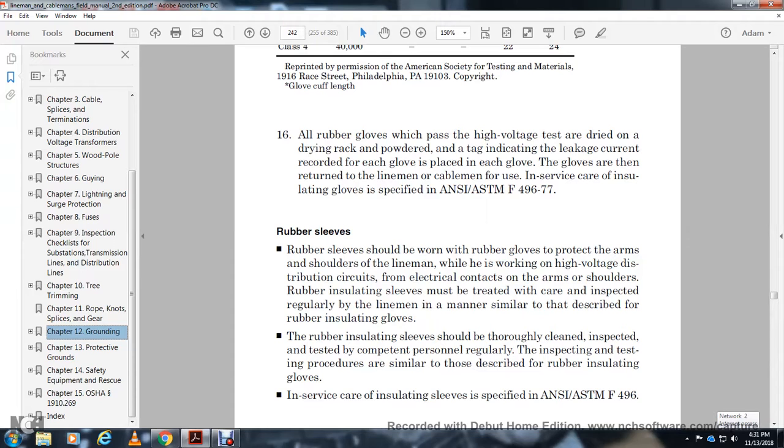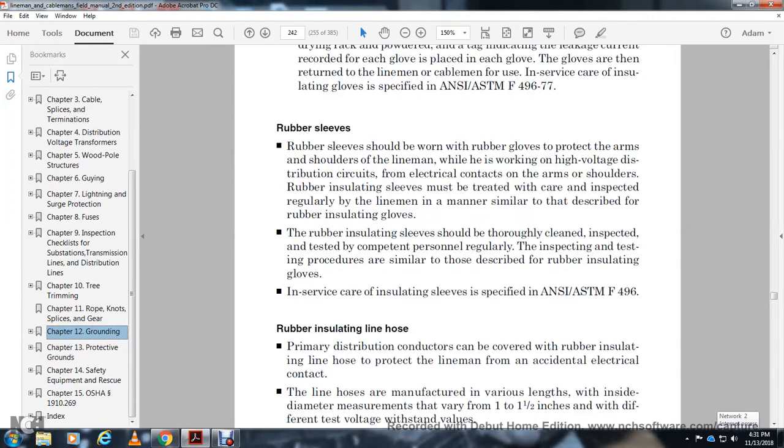The rubber insulation sleeve should be thoroughly cleaned and inspected, with testing and procedures similar to those described for the rubber insulating glove. For the inspection and care of the insulating glove sleeve, see ANSI ASTM F496. The rubber insulating line hose.